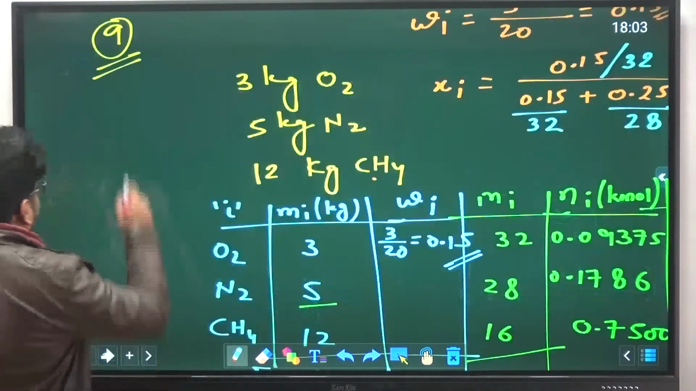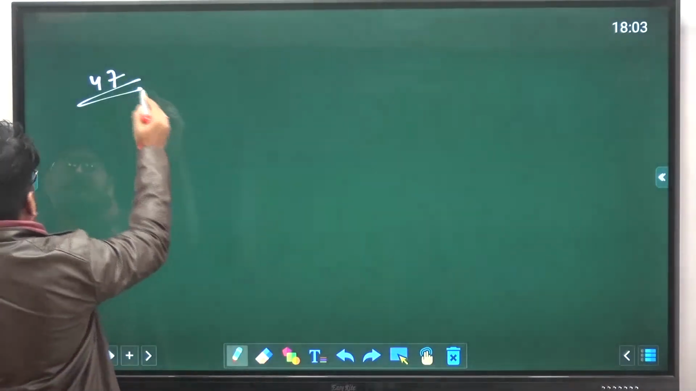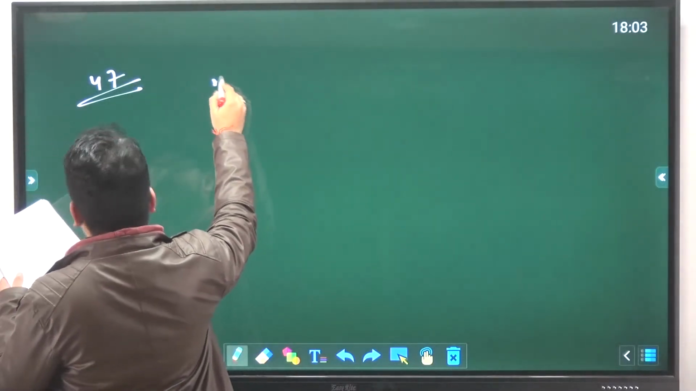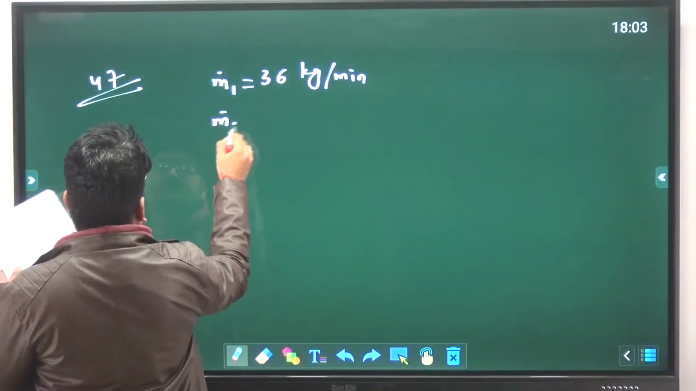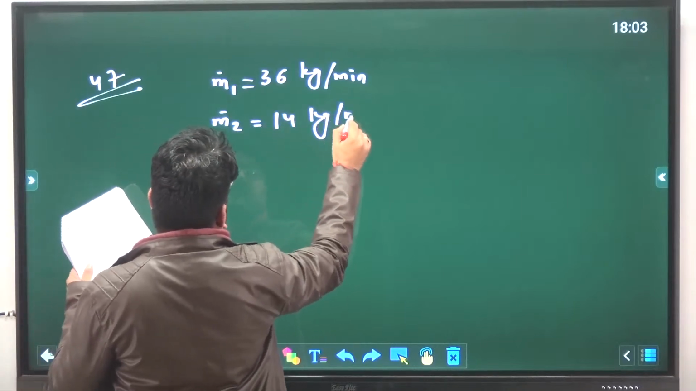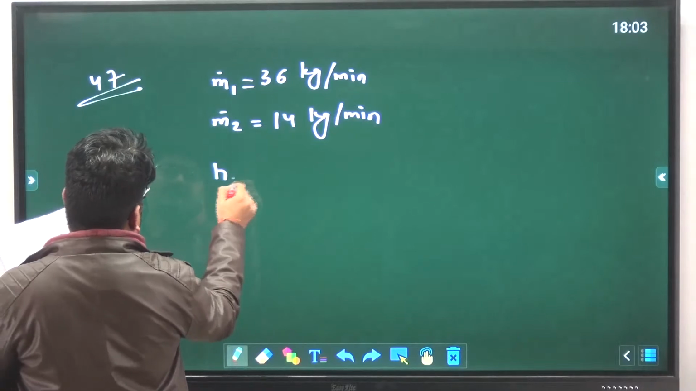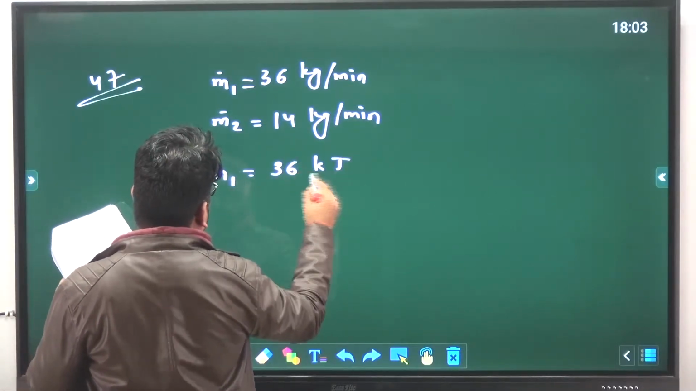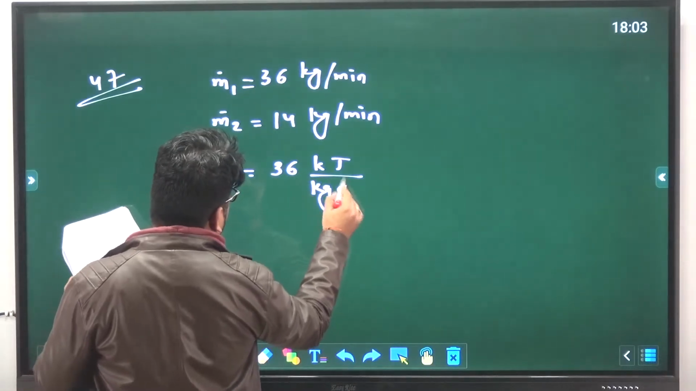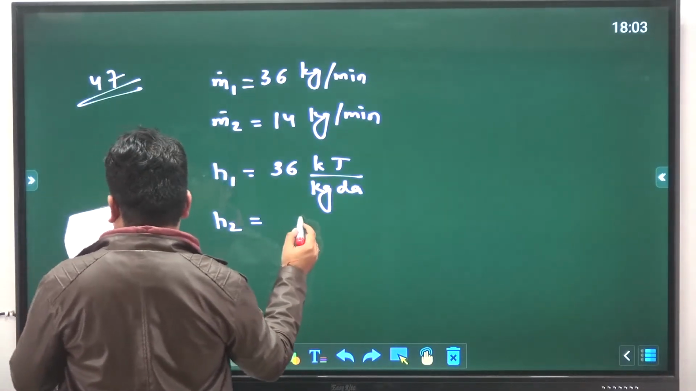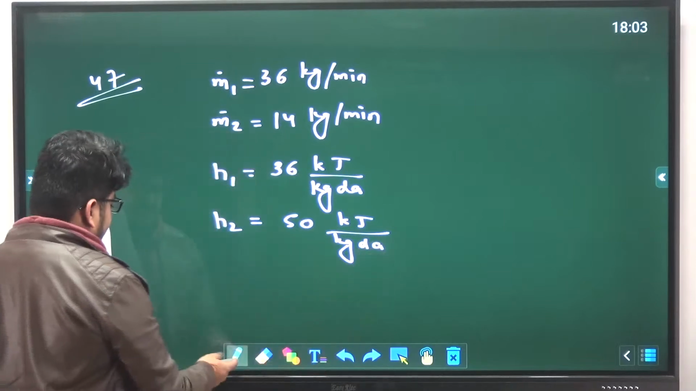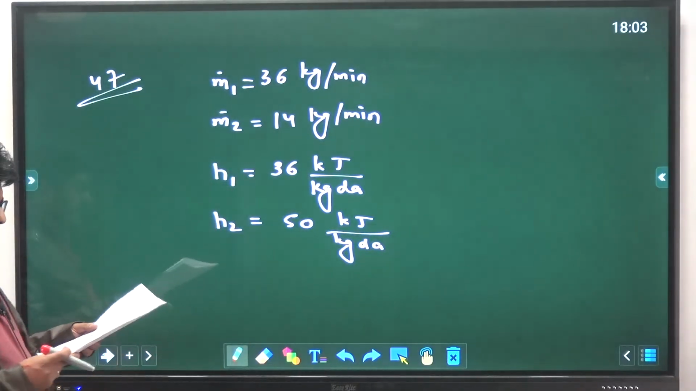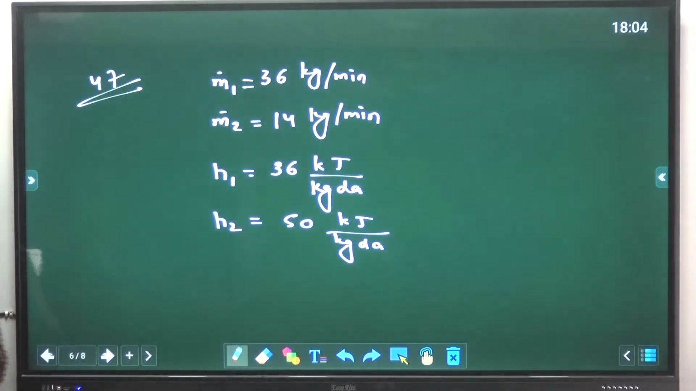After that, we have question number 47, where it is given that two air streams of mass flow rate 36 kg per minute and 14 kg per minute are introduced and mixed in a chamber where the enthalpies of the streams are H1 equal to 36 kilojoule per kg dA and H2 equal to 50 kilojoule per kg dA. dA means dry air, so kilojoule per kg of dry air. And they are mixed. So what will be the enthalpy of the mixture? And you can see all the units are in kilojoule per kg dA.